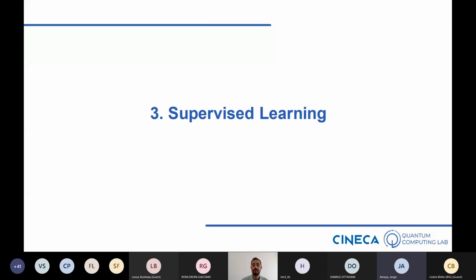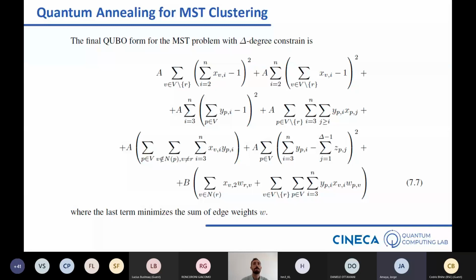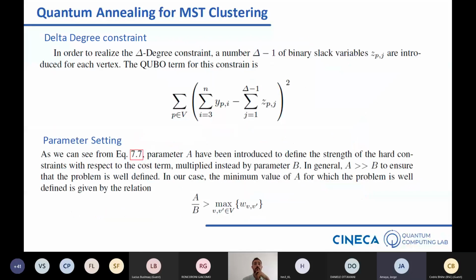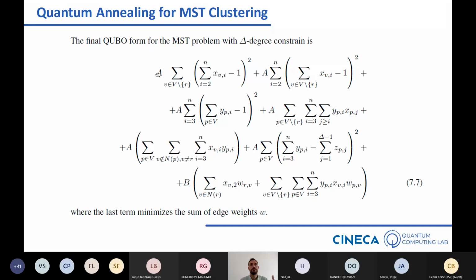I have one question. I was wondering, it depends on the choices of A and B. Maybe the problem doesn't have a minimum or has multiple local minima. These seem to be two parameters that define how good the approximation of the optimization is. In general, for the problem to be mathematically correct, you need to have A much larger than B. So it's like A equal to infinity and B equal to 1, in theory.